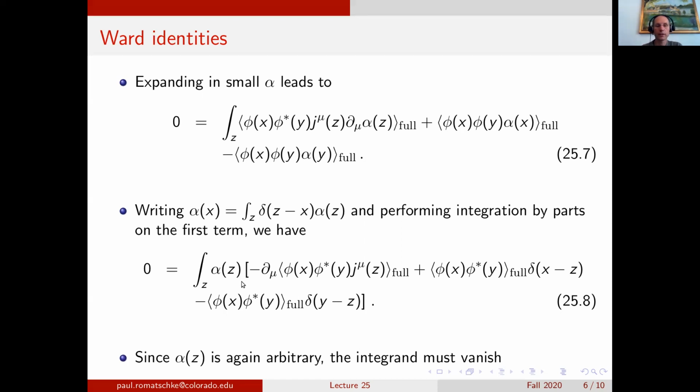Similarly to what we discussed in lecture 24, alpha of z is arbitrary. We expand it in a complete basis with arbitrary coefficients. Since the integration over these arbitrary coefficients has to be 0 for all choices of them, the only possibility is that the integrand, the term in the brackets here, must vanish. And that's basically the result that we get.